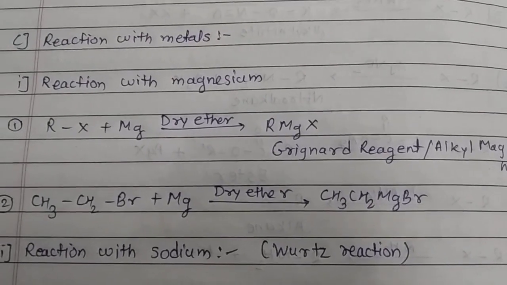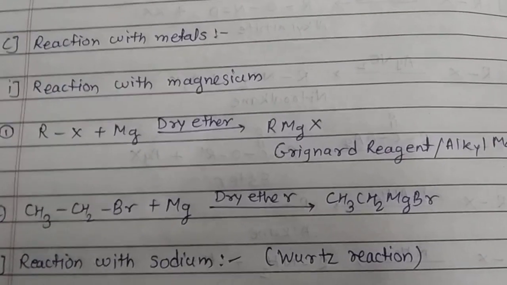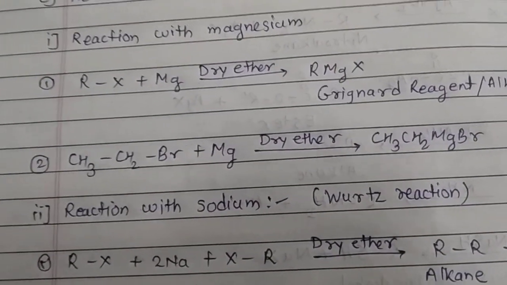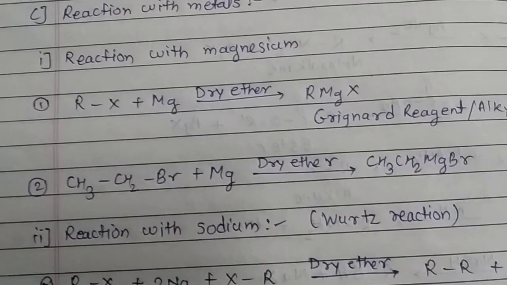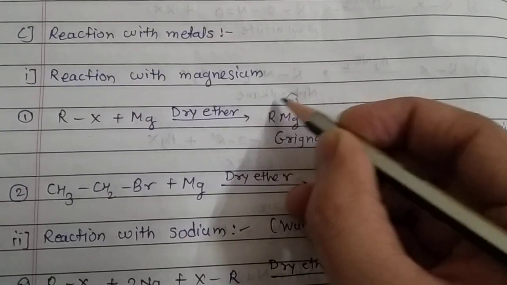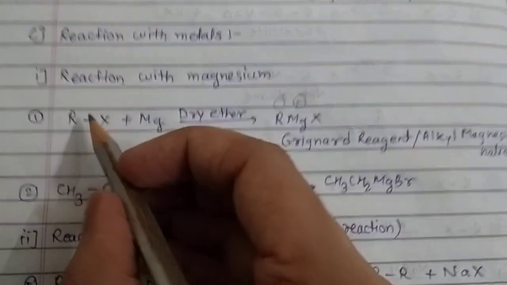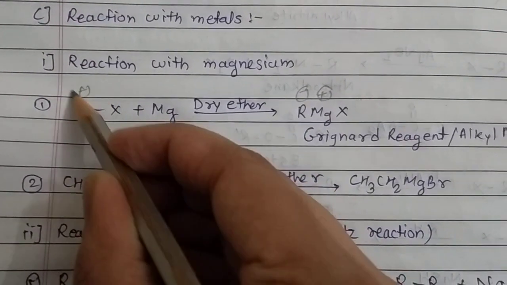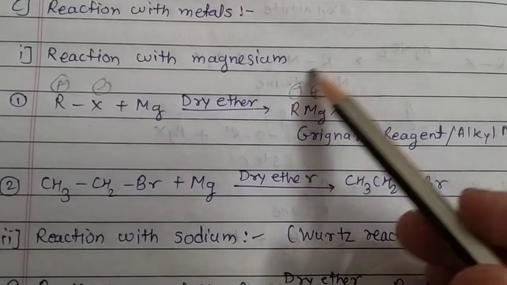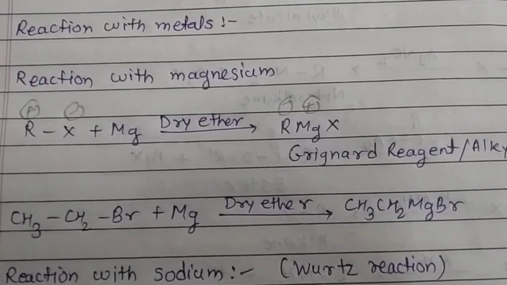It is used in the preparation of alcohols from formaldehyde, any other aldehyde or ketone. That's why Grignard reagent is important. And why is it very important? Because in Grignard reagent this MgX part has a partial positive charge, and R has a negative charge. But in the case of alkyl halide we know that R is positive and X is negative. So that's why it becomes a very essential reagent.